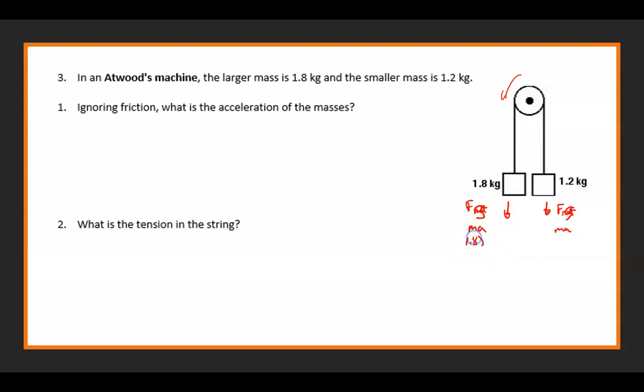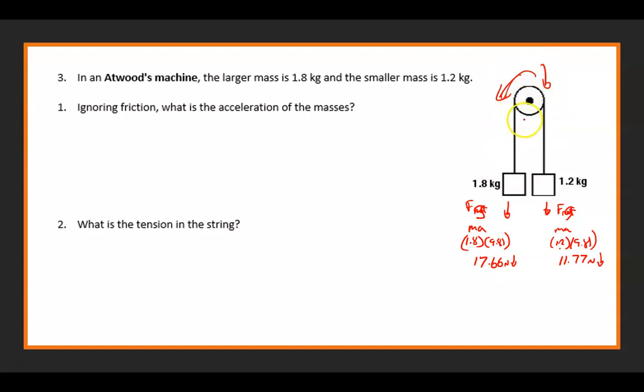So 1.8 multiplied by 9.81 means that this is moving at 17.66 newtons down. This one here is 1.2 times 9.81, and so this has a force of 11.77 newtons. And again, down. They're both down, but in the same way, they're both acting against each other in terms of the way this pulley is keeping them.